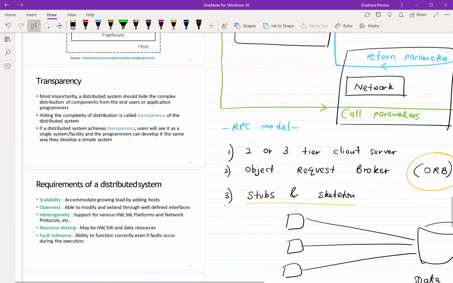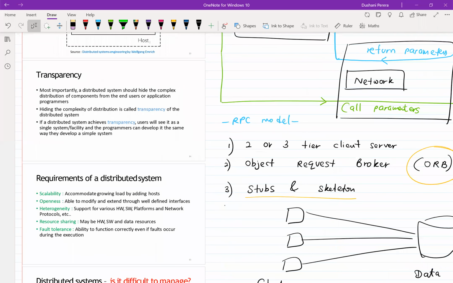Right. Then about transparency, which we just mentioned. The basic idea of this is that you need to hide the complexity of the distribution. So complexity could be in terms of establishing a connection between the two devices. Plus, it is with respect to marshalling and unmarshalling as well. So it needs to be hidden so that the requester will not even know that a provider is broken down or something of that sort.